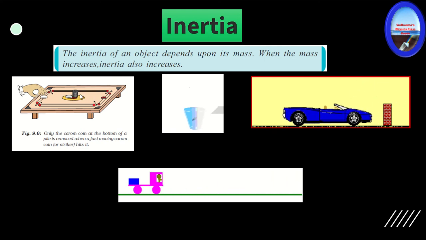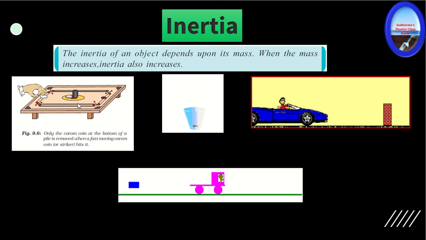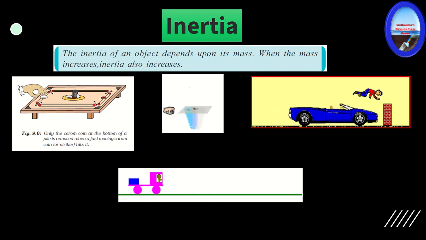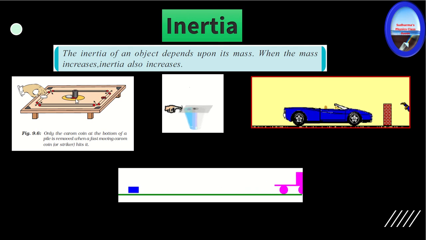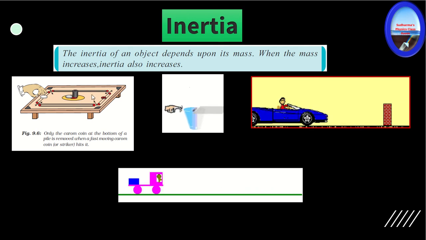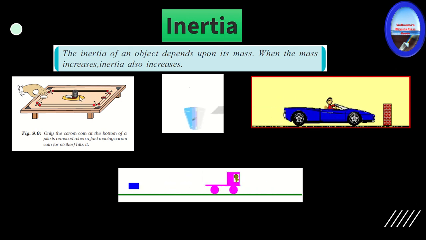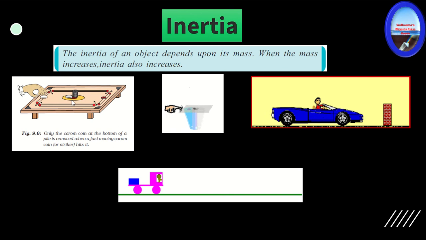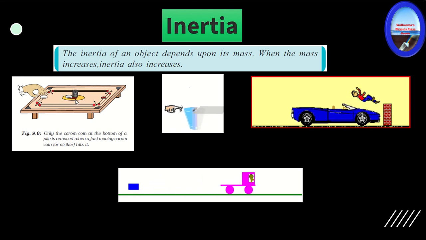So in all these cases, take the example of the carom coins: all the coins are in the state of rest. We are applying a force on only one of the coins, the bottommost coin. When you apply the force on the bottommost coin, it starts moving. But all the other coins, which were initially in the state of rest, want to stay in the state of rest. They don't want to move, right? But there is nothing to support them, so all of them fall down.